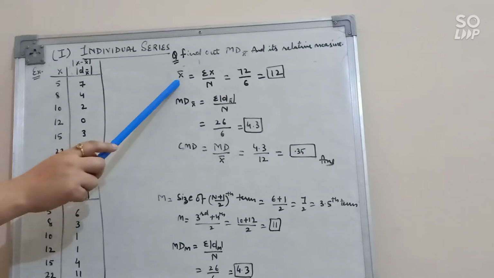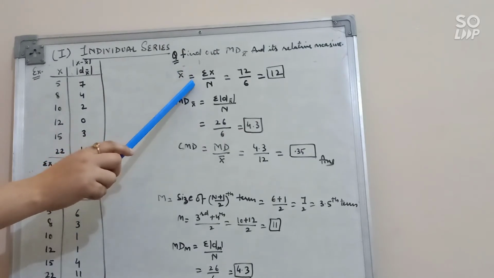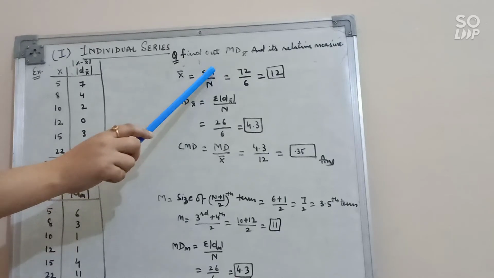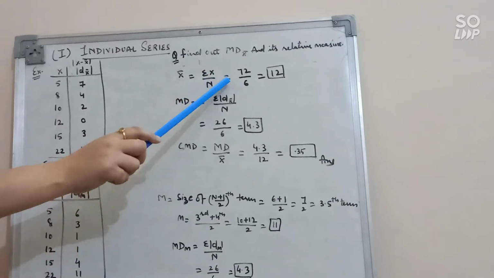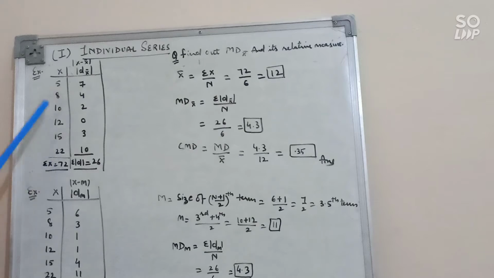First you will write the formula. Mean is equal to, under individual series with the direct method, if you want to find out mean, the formula is sigma x upon n. Now take the total of the x column. So we have 72 upon n, where n means number of items: 1, 2, 3, 4, 5, 6.